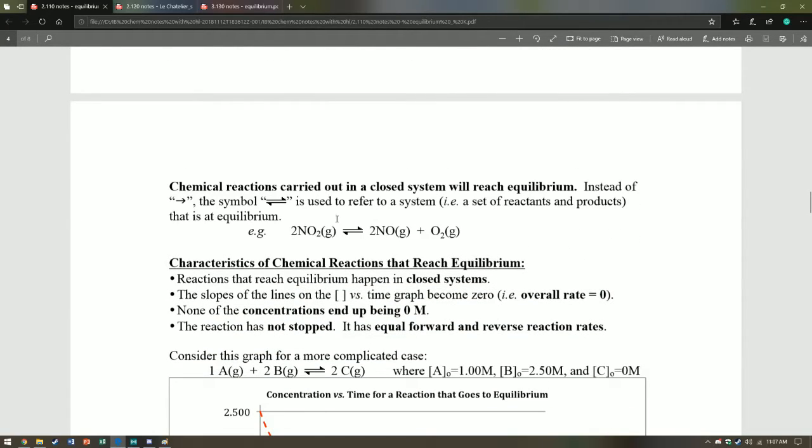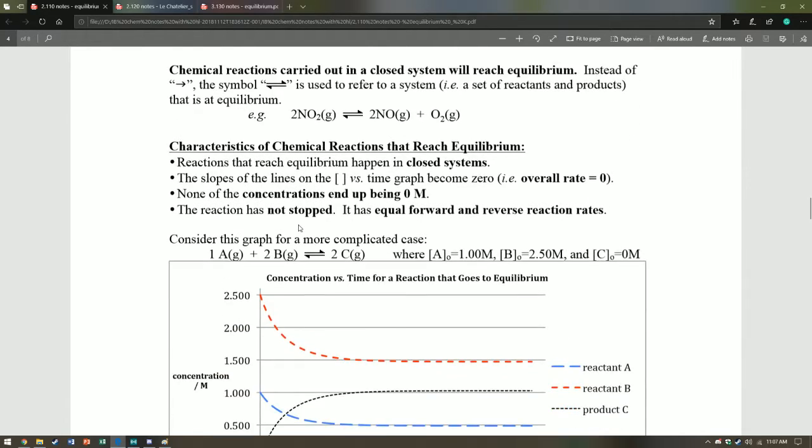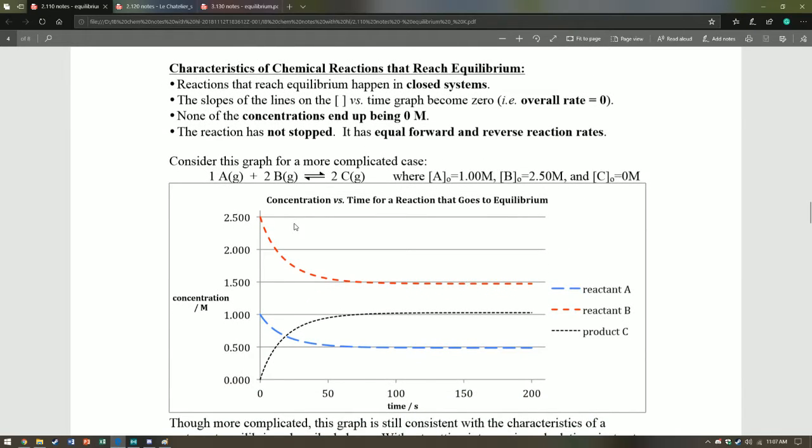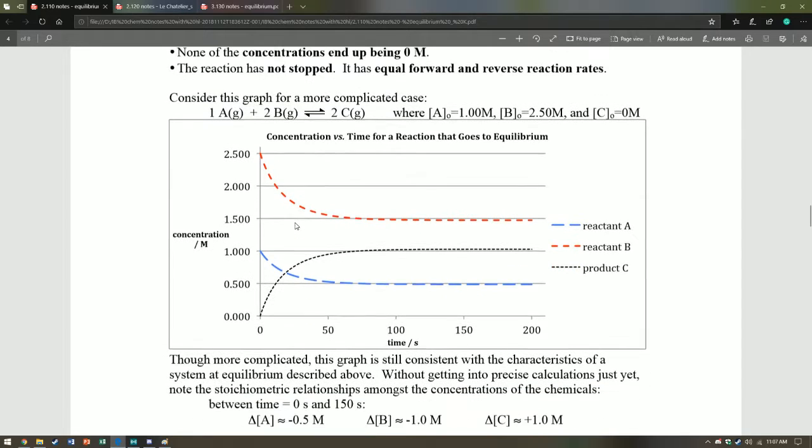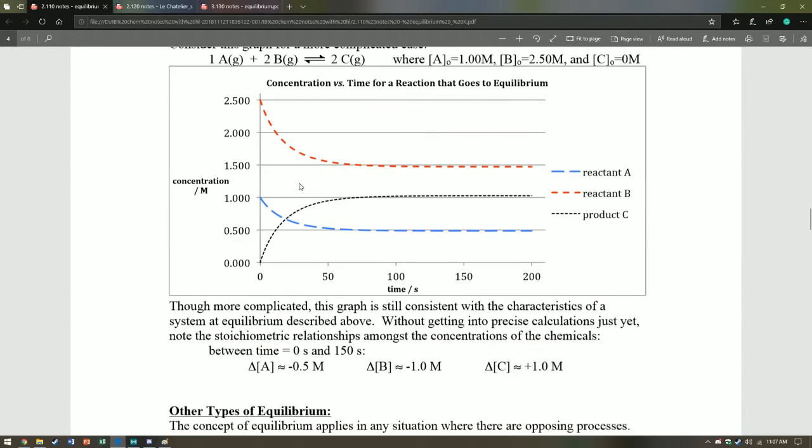You'll use this sort of half arrowhead thing here to denote equilibrium instead of this arrow here. You cannot use an arrowhead here because that's usually what we use to denote resonance structures. It's just notation you have to get used to. And then chemical reactions that reach equilibrium happen in closed systems. Rates are zero. I've already talked about this before, but here's a more complicated case.